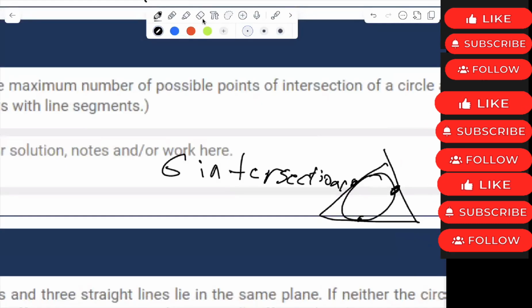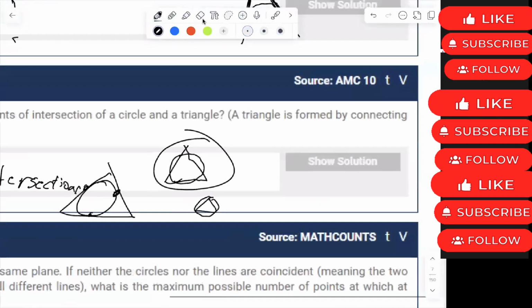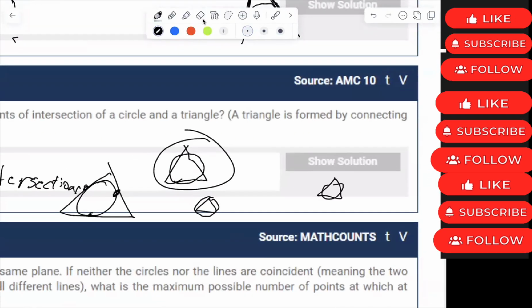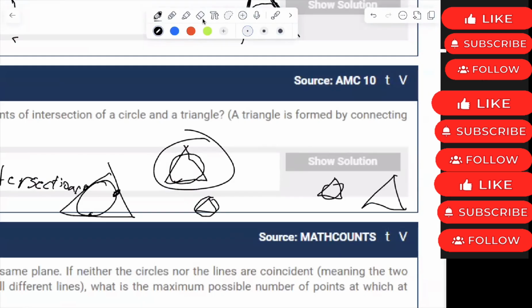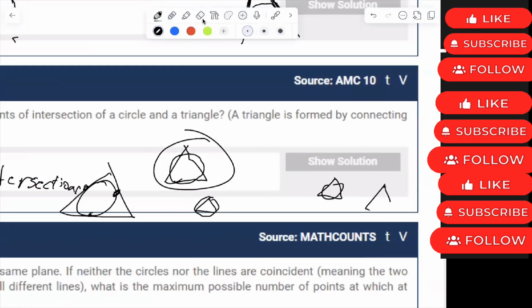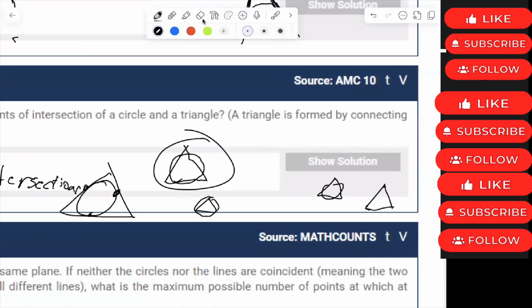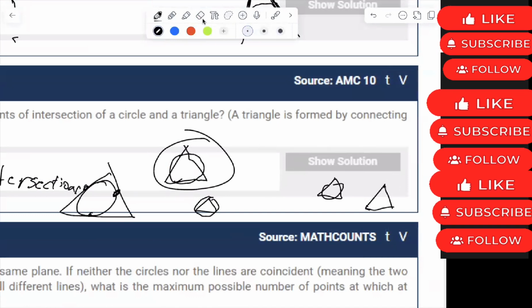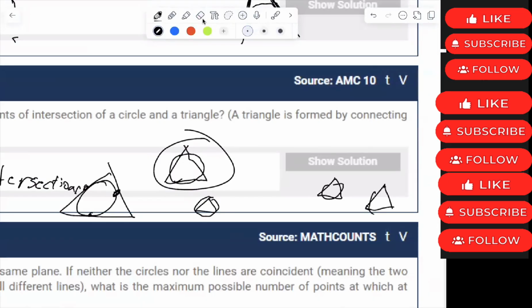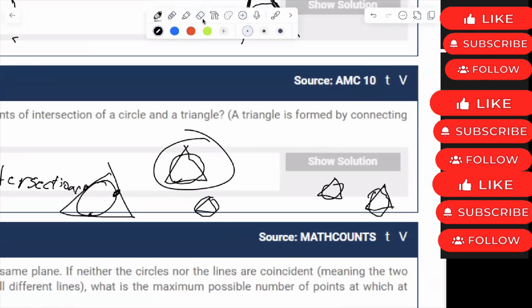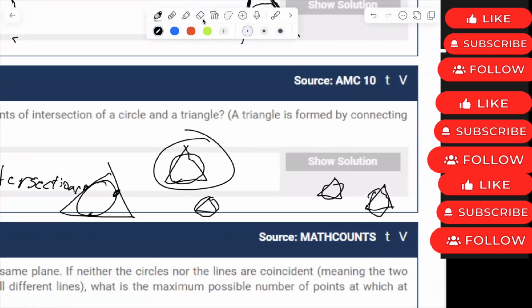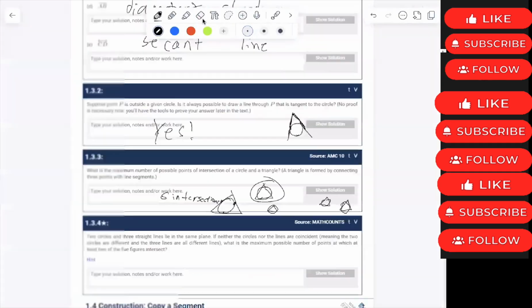That's why we should think outside the circle. And we can actually achieve five intersections if we do it this way. We can have a triangle, and it does not necessarily have to be regular. It can be an irregular triangle. We can have a circle intersecting two sides and tangent to only one side. And that'll give us five intersections.